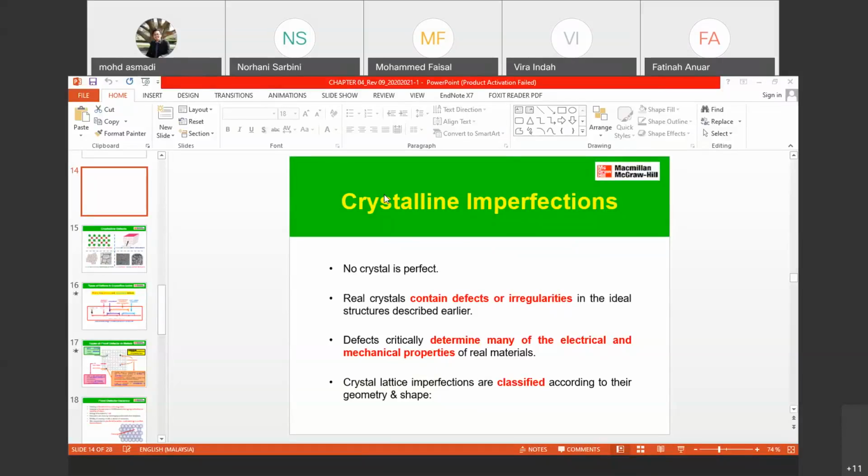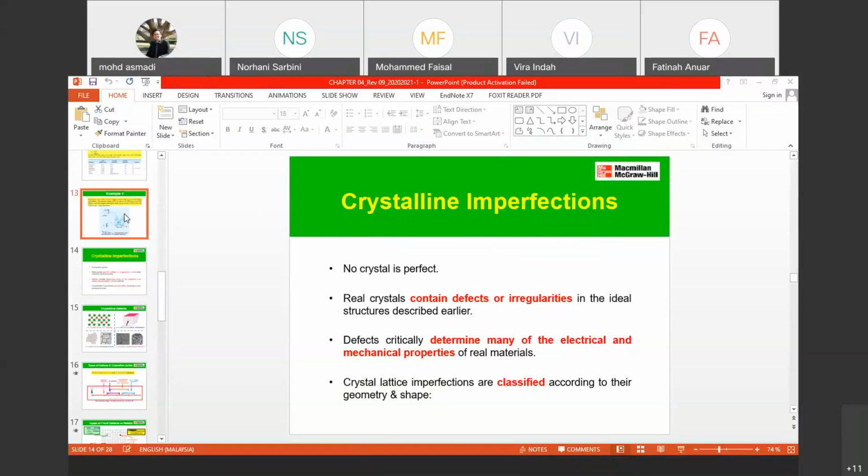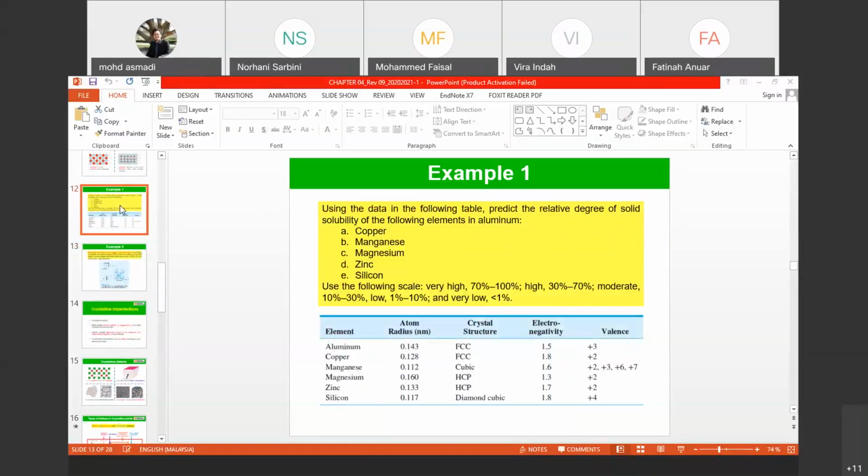Yesterday's topic was about the imperfections or defects in crystals, as well as in metals and ceramics. For today we will continue on the crystalline imperfections.